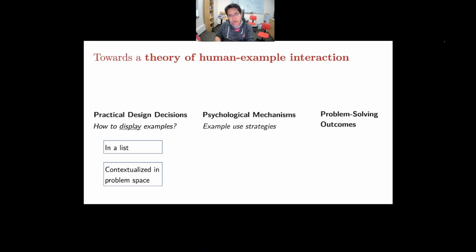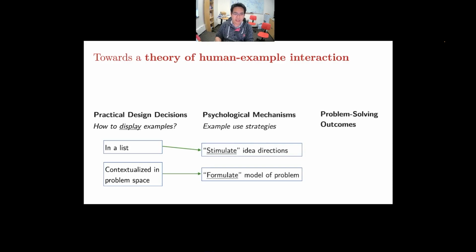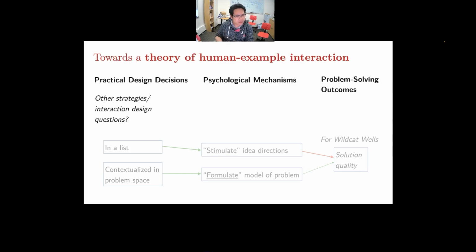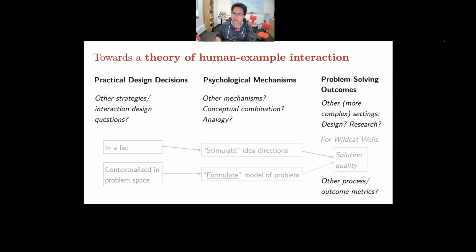So in our study, we can model it out as displaying examples. You can choose between doing it in a list or contextualizing in a problem space, which connects to example use strategies like stimulation and formulation, and that in turn can have negative or positive consequences for the Wildcat Wells task specifically. What we would like to do is to expand this out to explore other strategies or interaction design questions, other psychological mechanisms like conceptual combination or analogy, and examine this in much more complex settings or different problem-solving tasks like design and research and other process and outcome metrics.